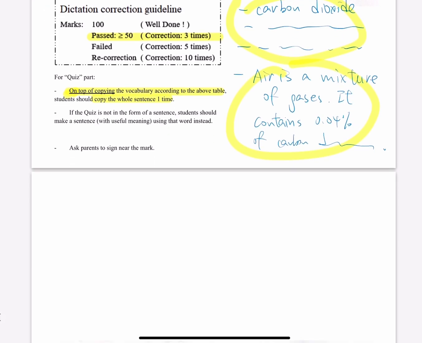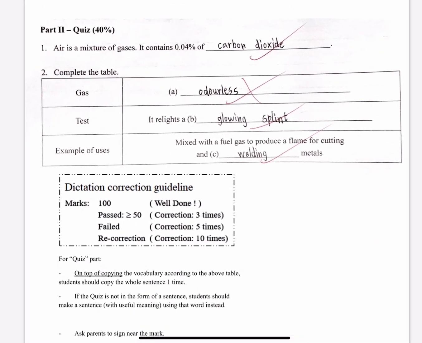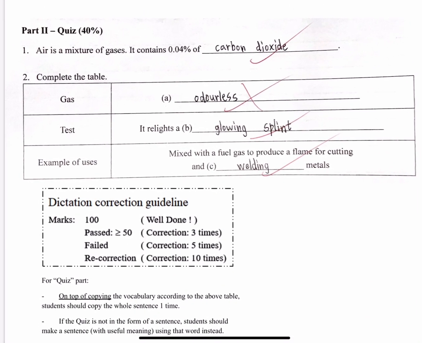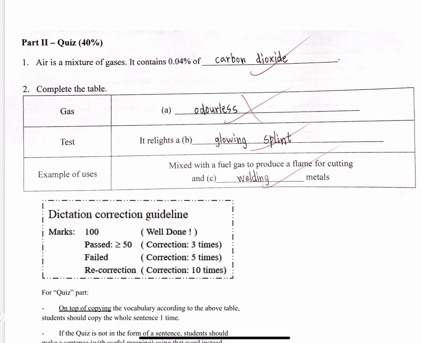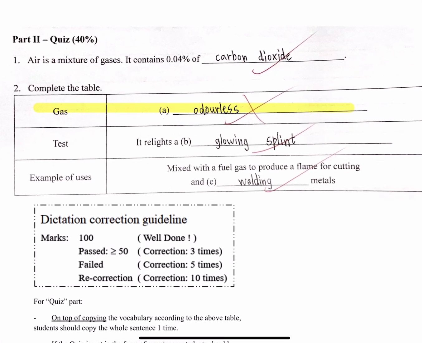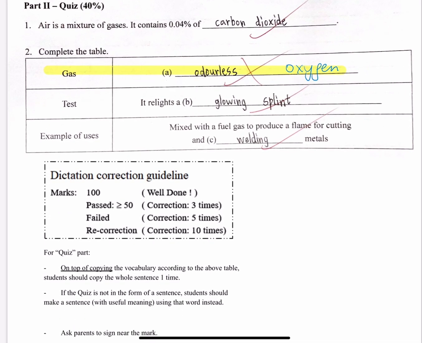And for the last example, so let's say I got the correction correctly, and I got this one incorrect. This should be oxygen instead of odorless. So this time I first need to write oxygen for 3 times because I got a pass.